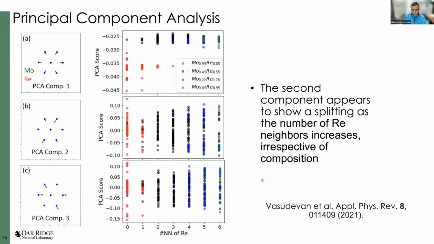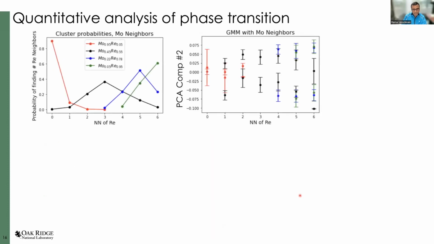If you want to read a more detailed analysis, you can read this particular paper that we published a couple of years ago. But we can also take more statistics of these images and try to find, for example, what is the probability that we are going to find a certain number of nearest rhenium atoms based on the composition that we have. And then we can compare that to, if we create some kind of Gaussian mixture model with molybdenum neighbors, what is the probability of finding high scores of this symmetry breaking transition based on the number of nearest neighbors of rhenium that we actually have.